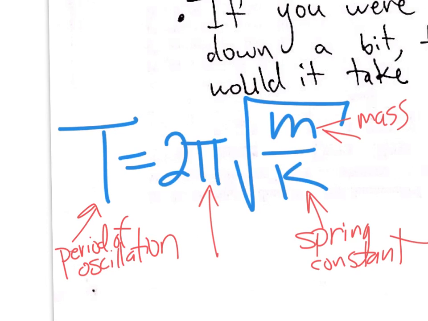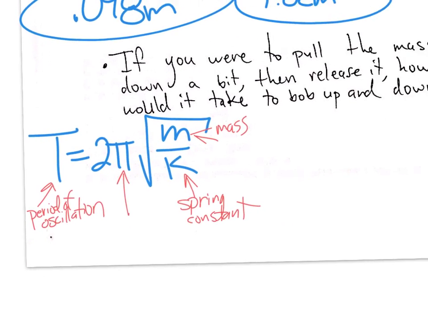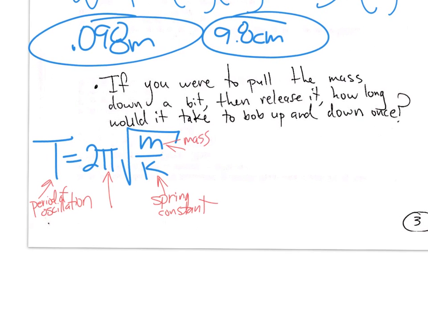Notice how if the mass increases, it takes longer to bob up and down. And if the spring constant increases and the spring is springier, it will take less time. So let's substitute in and see what happens. If you were to pull the mass down a bit and release it, how long would it take to bob up and down once? We substitute in 2 pi square root, and our mass was 0.5, and our spring constant was 50.